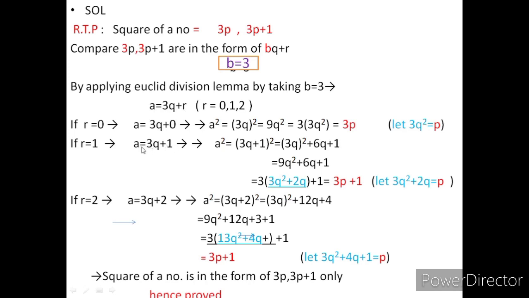Again I will square both sides here. Then you will take r = 2 and write down the equation by putting r = 2. Then again you will square both sides. Here you square both sides, here you square both sides, and here you square both sides. That means how many times have you squared both sides? 3 times. This is the first time, this is the second time and this is the third time.